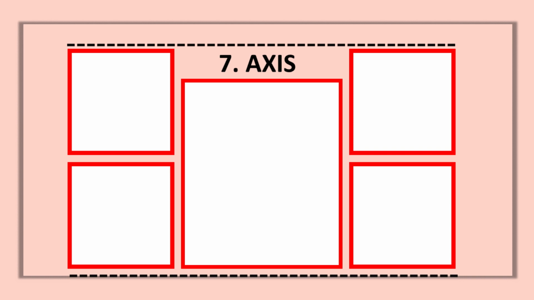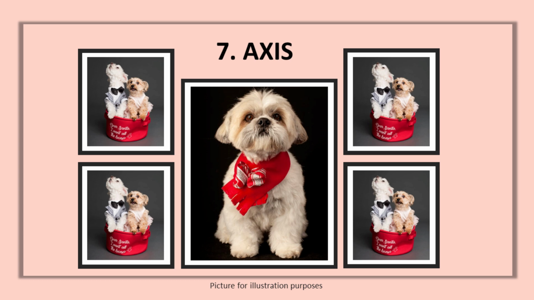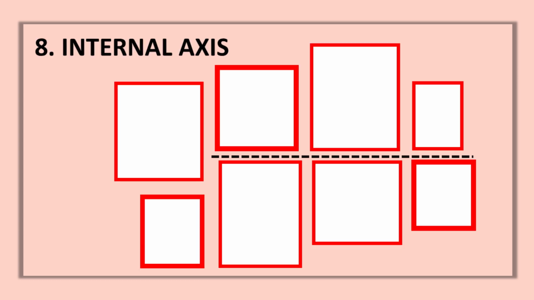Number 7 is axis. The axis layout features artwork or family photos aligned along the bottom or the top edge. Items are placed on either side of the axis, creating a balanced yet dynamic look. It's a versatile layout that you can adapt to various styles.